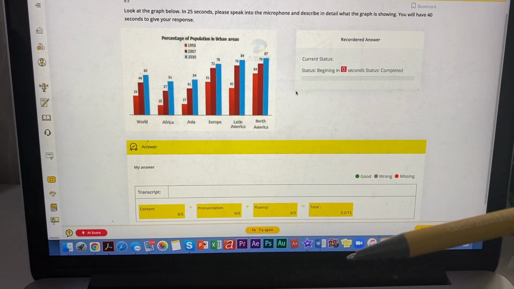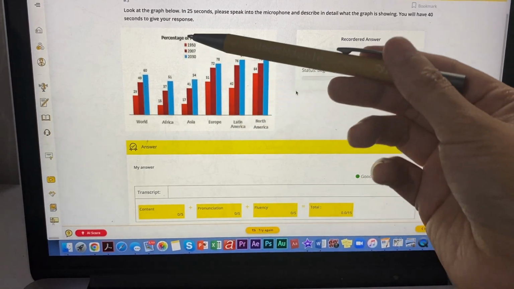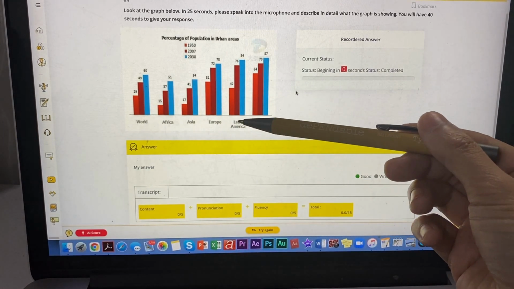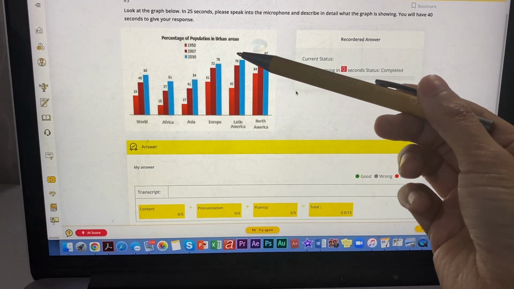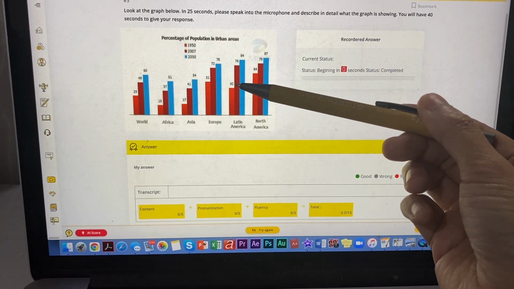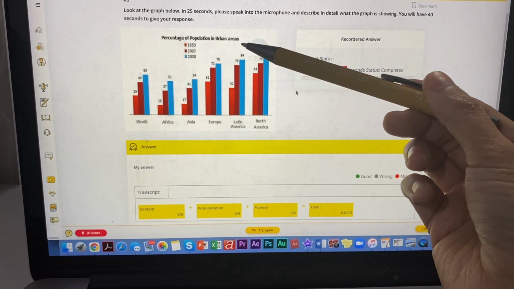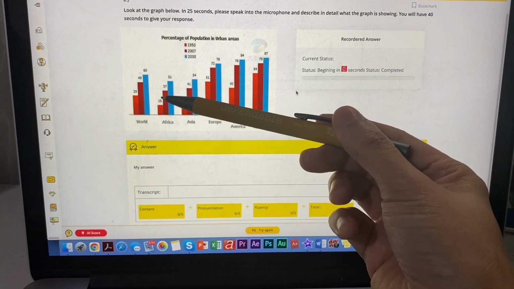And finally, therefore, after analyzing the picture, we should pay more attention to World, Africa, Asia, Europe, Latin America, North America, 79, 64, 84, 74, 42, Europe, percentage of population in urban areas, 54, 41, 17, 51, 37, 50.